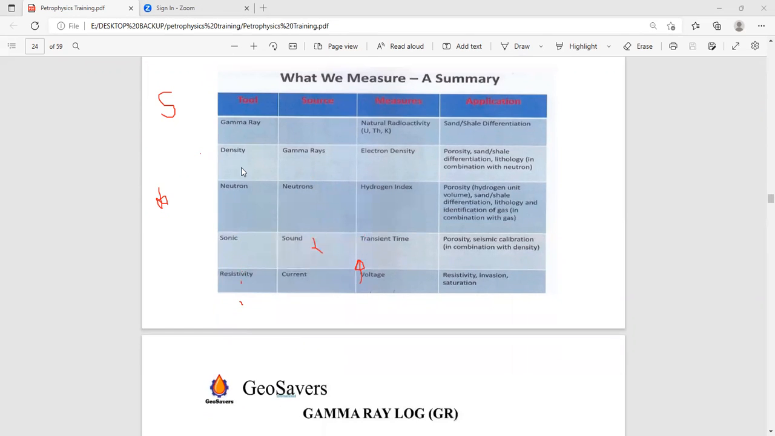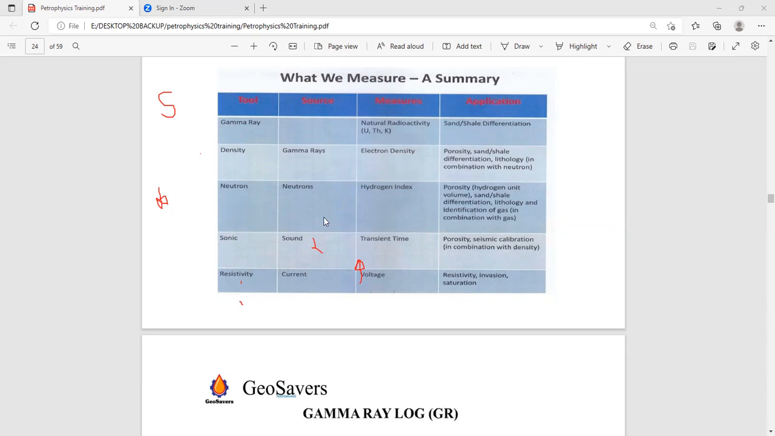So we go now to the density log. It is still gamma ray, the source. This time around, we have a source, which is a gamma ray source. And then what does it measure? It measures electron density. I don't want to go into that because we are going down to the next thing, which is gamma ray. I'll explain that. So it's a measure of what? Porosity. You can also use it to differentiate between sand and shale. You can also use it to differentiate between oil, gas, and water.